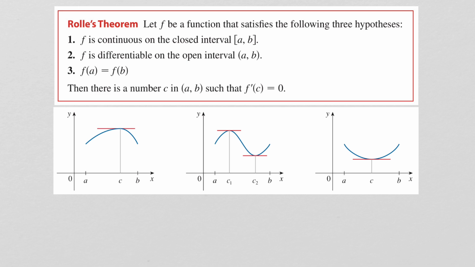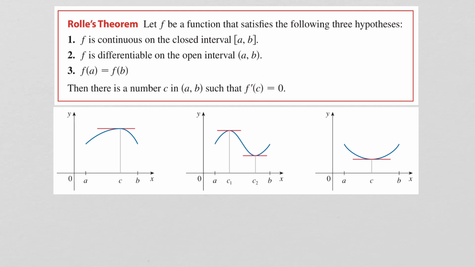Let f be a function that satisfies the following three hypotheses. f is continuous on the closed interval from a to b. f is differentiable on the open interval from a to b. And let f of a be equal to f of b. If these are true, then there is a number c in the open interval from a to b such that f prime of c is equal to 0.